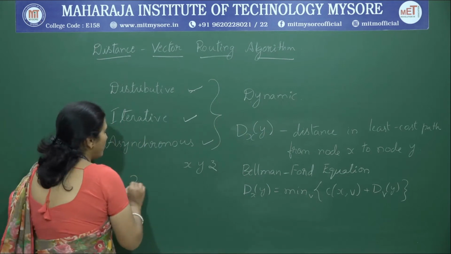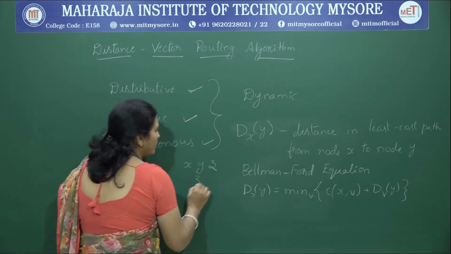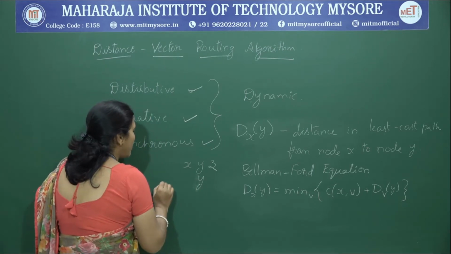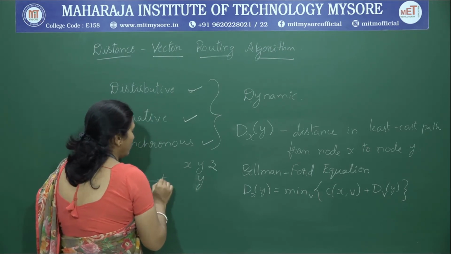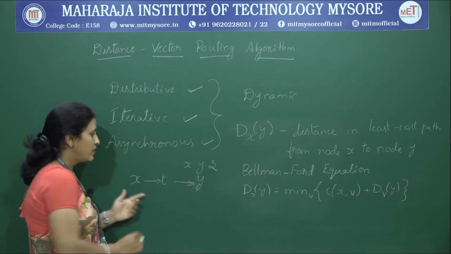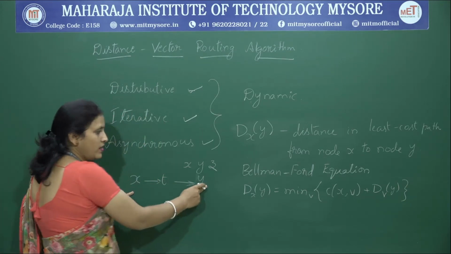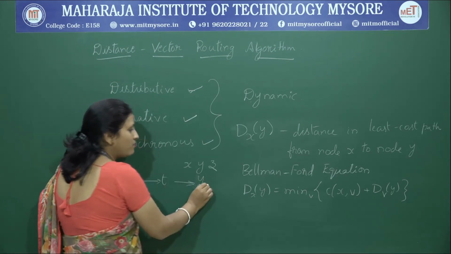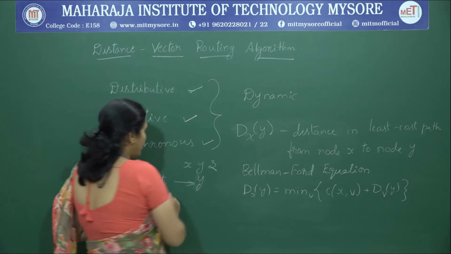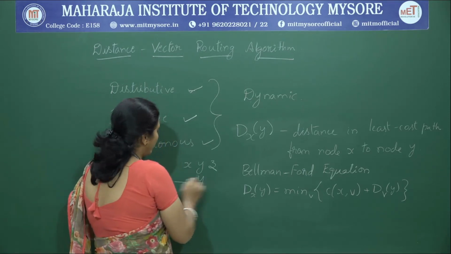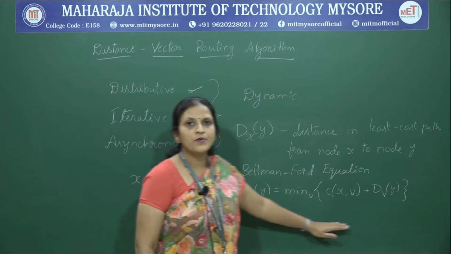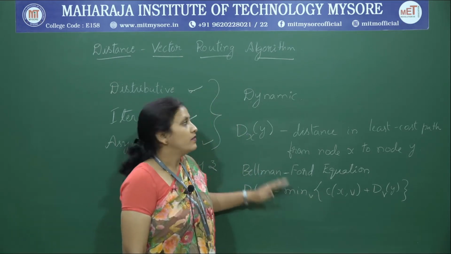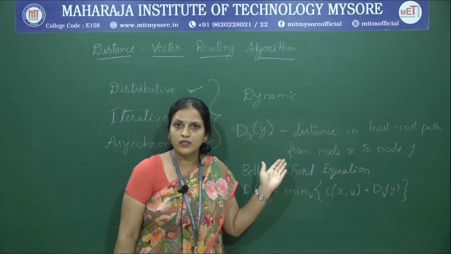That is, if I have x, y like this, in between I might be having some t. In that case, the distance from x to y is always the cost that it takes to travel from x to t, plus the distance that it takes from t to y. The minimum among them is considered as the distance from x to y. Now, we will look into the algorithm in detail.